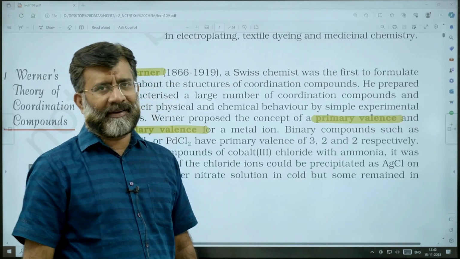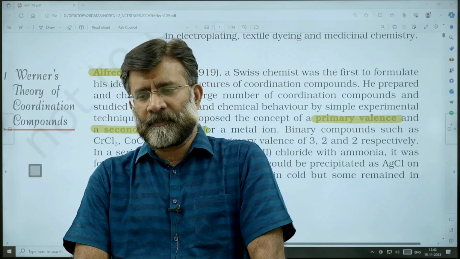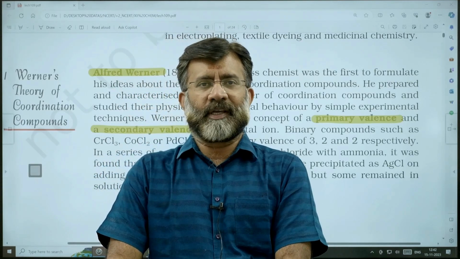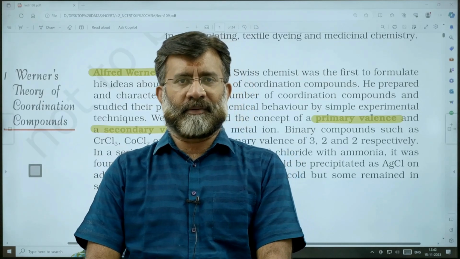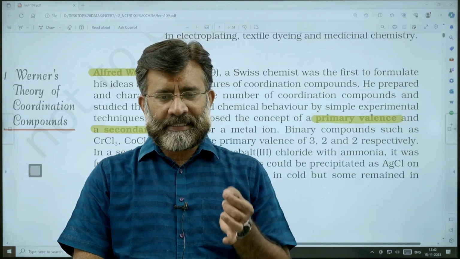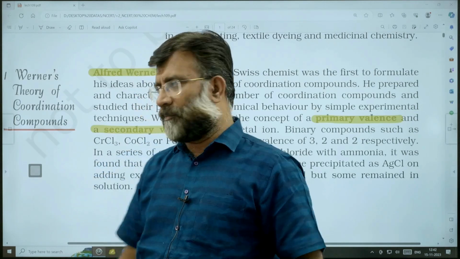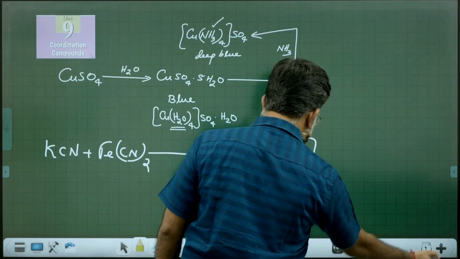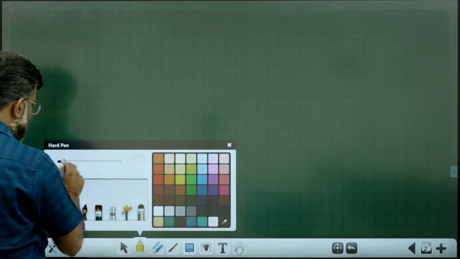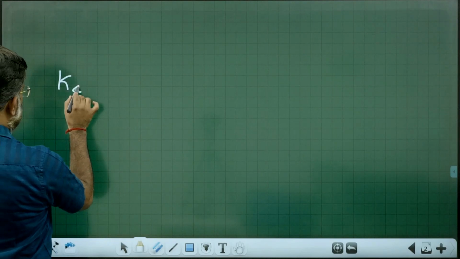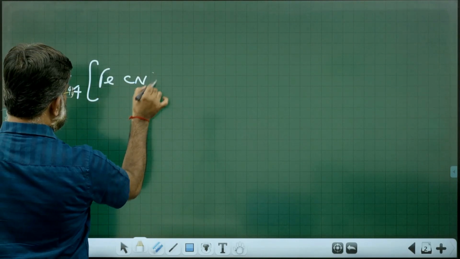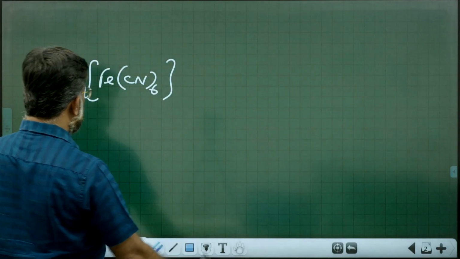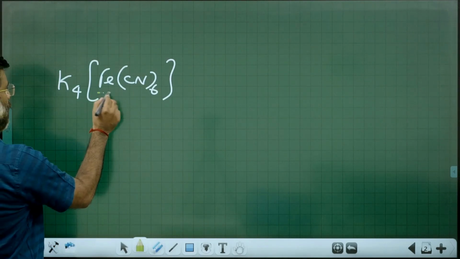What is primary valence and secondary valence? In modern terminology, primary valence means oxidation number. The oxidation number of a metal atom is called the primary valence, while secondary valence means coordination number, and these terms were introduced by Alfred Werner. For example, if you take a complex molecule, say K4[Fe(CN)6], how do you find the primary valence? That is the so-called ionizable valency. It is nothing but the oxidation number of iron.